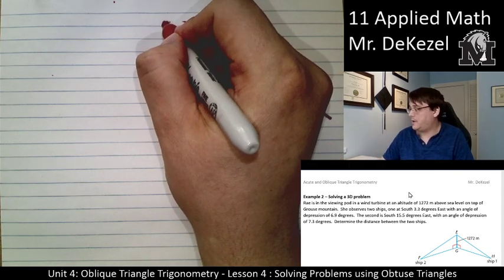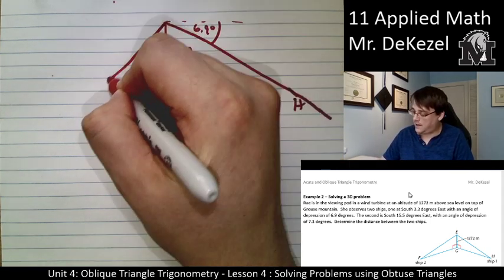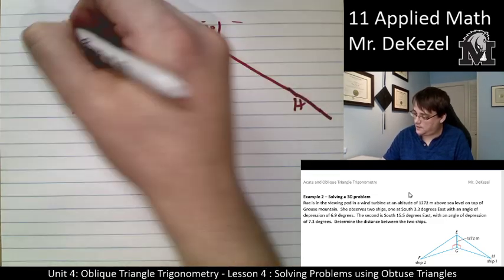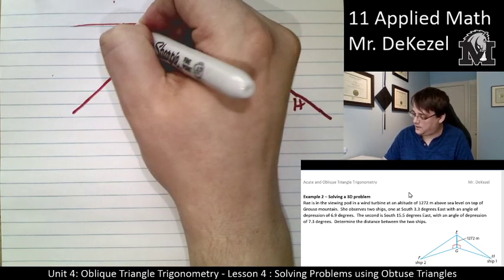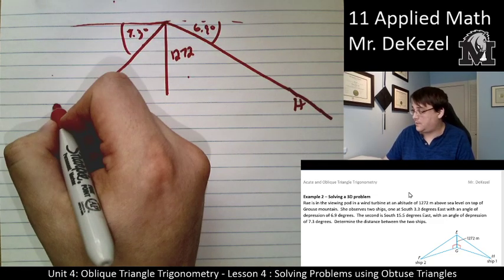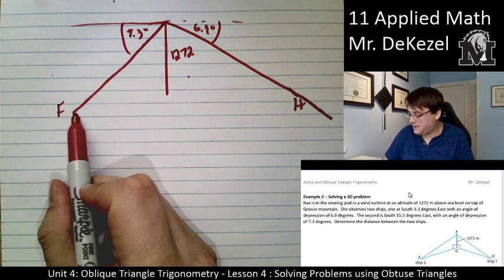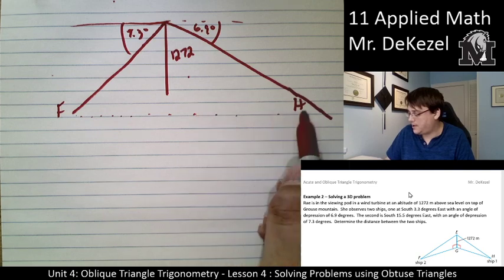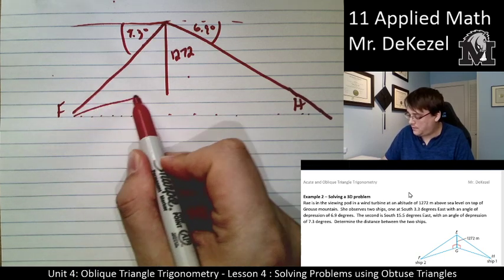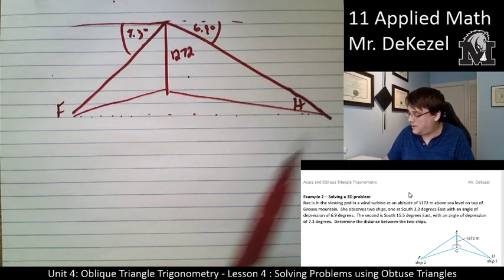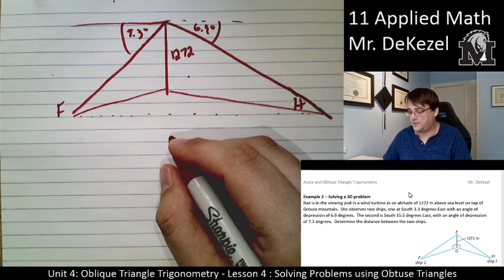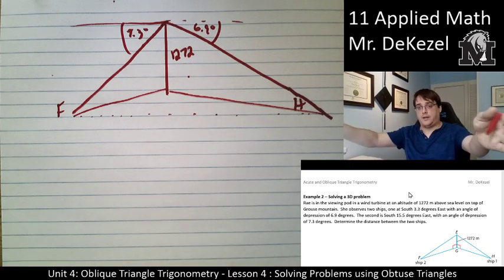She sees another one, an angle of depression this time of 7.3 degrees. So we see another ship, but we're going to call that ship F. Okay, and then there is a straight line between them that we're not too worried about right now. We're worried about the distance to the base of the mountain. So we kind of have a problem where the angles are like this.